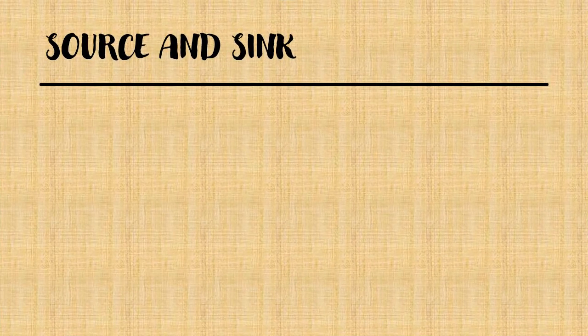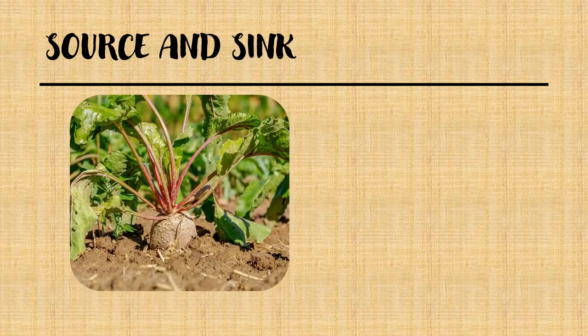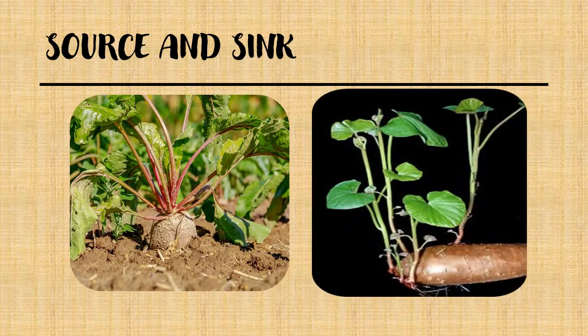Let us look at some details about source and sink. In this first figure, we can see that photosynthesis is taking place in the mature leaf. So the food is transported through the phloem to the storage organ. And this leaf is called the source, whereas the storage organ is called the sink.